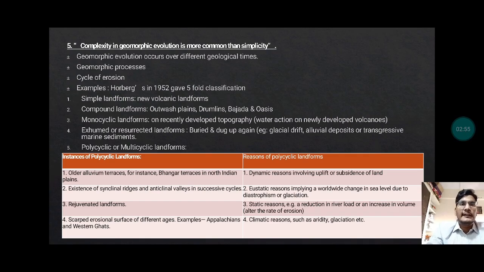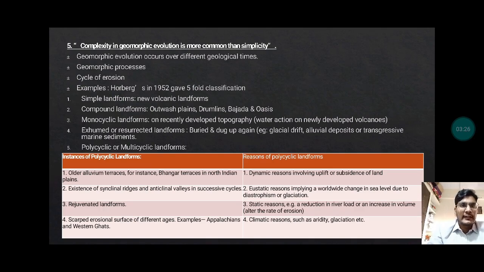When we move towards the desert region, there are some landforms which also emerged due to the combined action of the water and wind. Okay, so these are the bajadas and oases. So now it is very simple to understand compound landforms, meaning those landforms which have the impact of different or multiple geomorphic processes. Now there are 3 other landforms which have the impact of cycle of erosion.